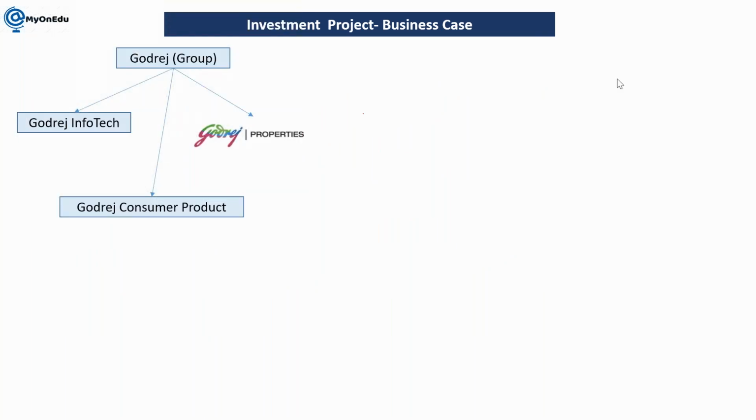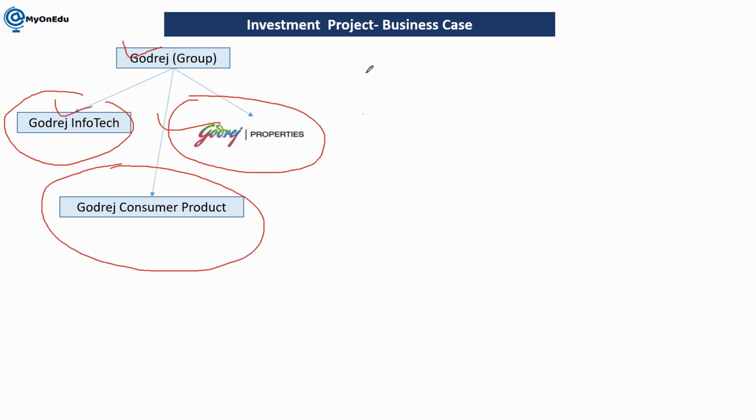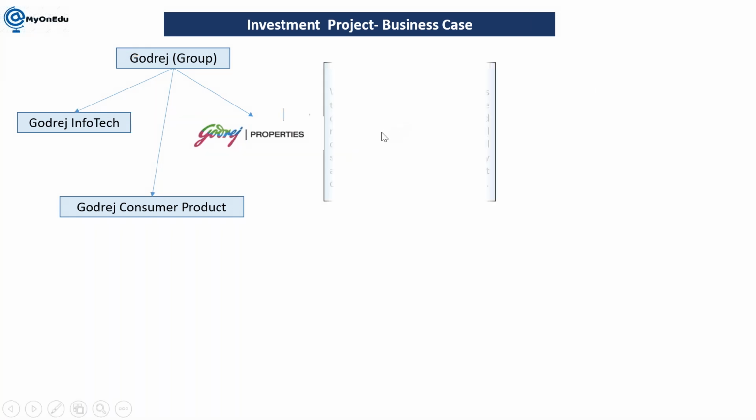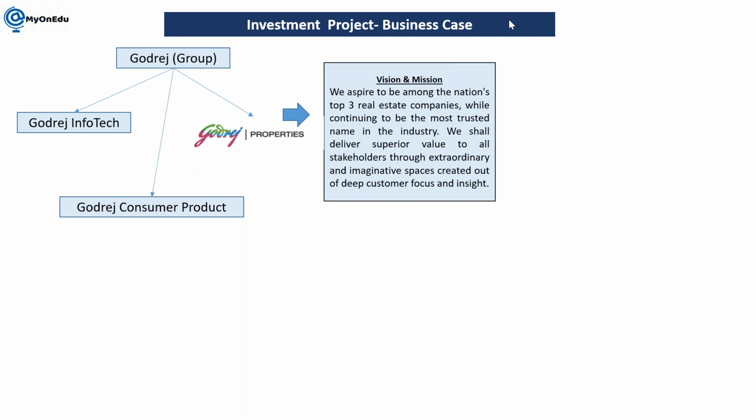So here I've taken one business case just to understand an investment project. Okay, here I've taken a case of the Godrej Group, which has three different companies. Godrej Infotech, this portfolio is managing IT projects. Godrej Properties is managing construction projects, and Godrej Consumer Products is managing consumer products like refrigerator manufacturing. So they have some vision. This Godrej Properties has some vision.